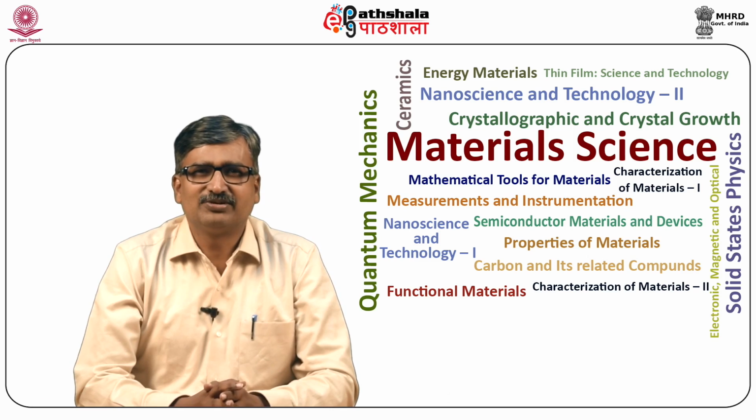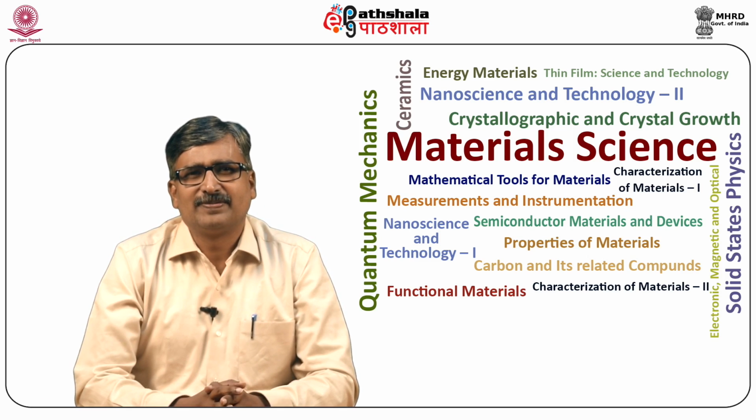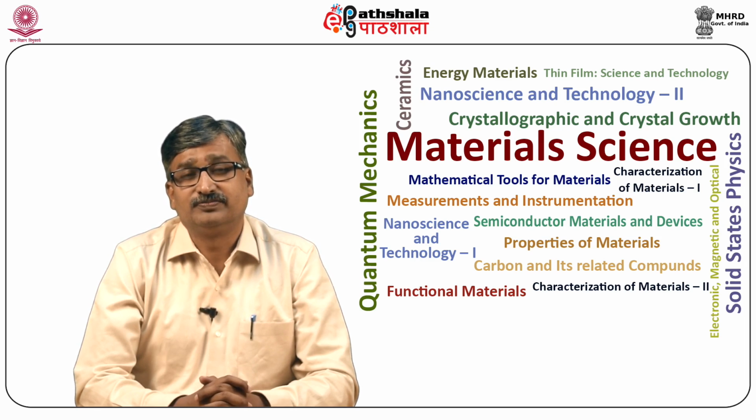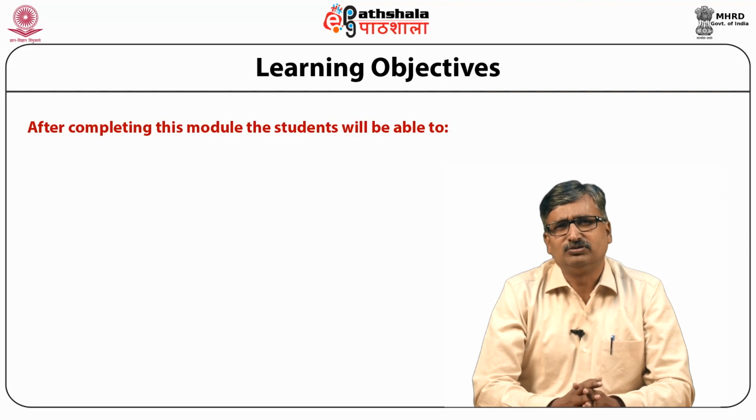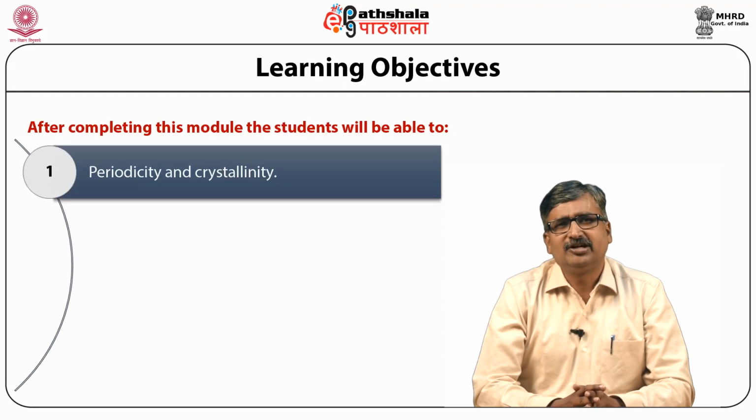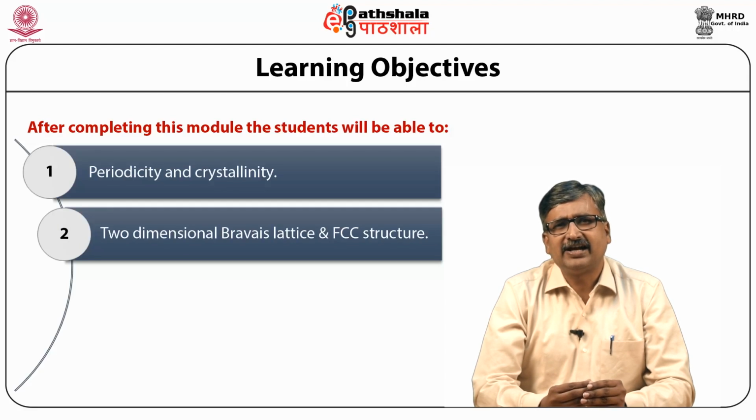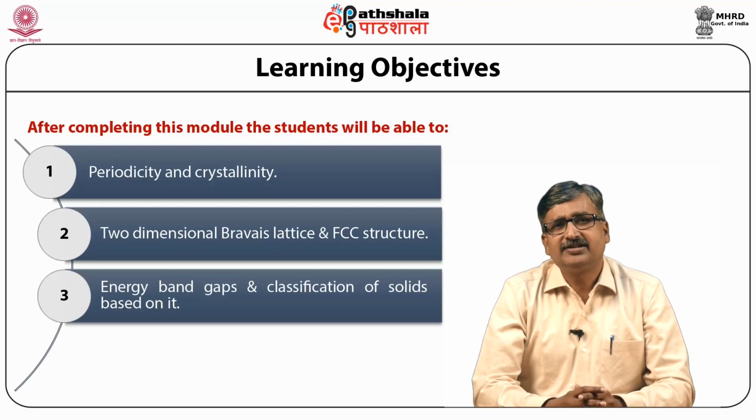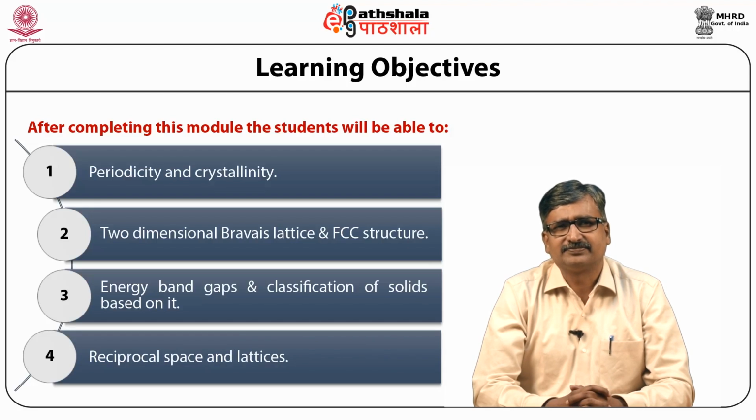Today we are going to discuss the module titled Basic Properties of Nanomaterials 1 from the paper Nanoscience and Technology 2. After studying this module, you should be able to understand the following points: periodicity and crystallinity, two-dimensional Bravais lattice and FCC structure, energy band gap and classification of solids based on it, and reciprocal space and lattices.